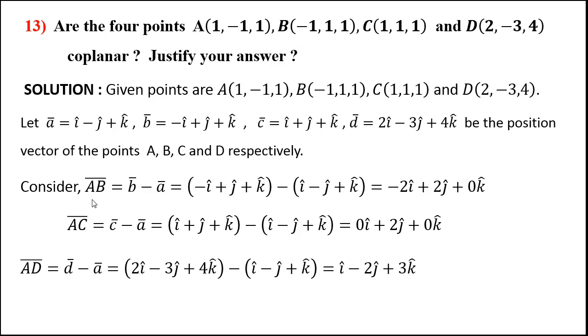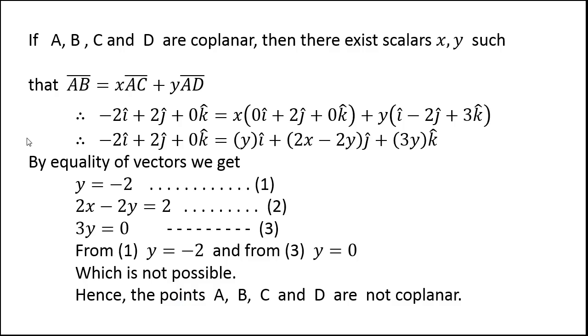How do we write AB bar? AB bar is equal to B bar minus A bar. We have B bar, we have A bar, so we can write vectors AB bar, AC bar, AD bar. Now, if points A, B, C, D are coplanar, then there exist scalars x and y such that AB bar is equal to x times AC bar plus y times AD bar.